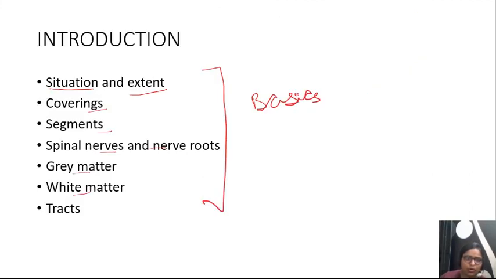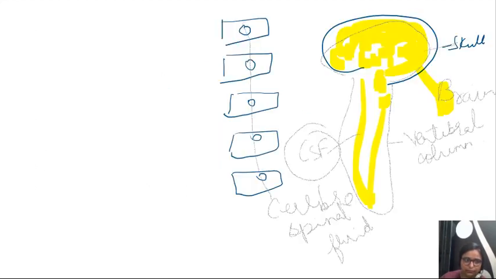So according to you, what are the coverings? Any guesses? See, this is the spinal cord, right? And we have some covering over it which is protecting it. See, the spinal cord is covered by coverings which protect your spinal cord. It is a very delicate organ and it is protected by many things.